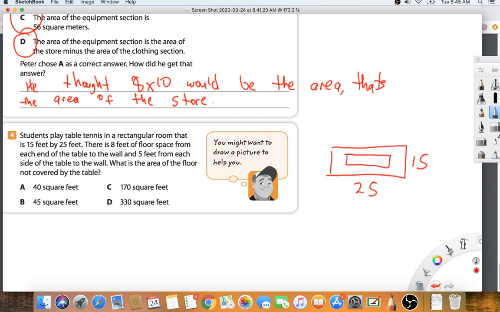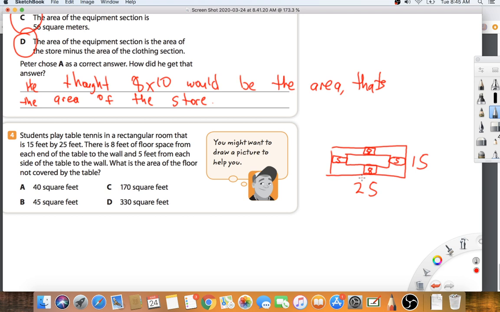There's a table tennis table in here. It's saying that there's 8 feet of floor space from each end of the table to the wall, and 5 feet from each side of the table to the wall. So from right here to right here, they're saying that there's 5. Right here to right here, this is 5. And this is 5, meaning that's the distance from the table to the wall. And on the other side, they're saying that it's 8 feet from this table to the wall and 8 feet from this table to the wall.